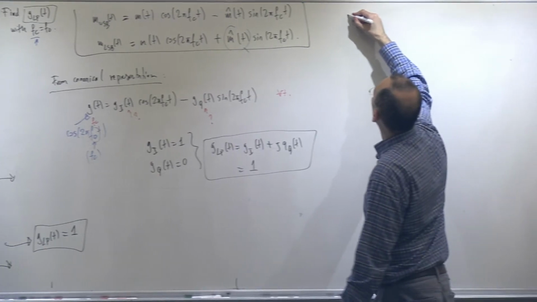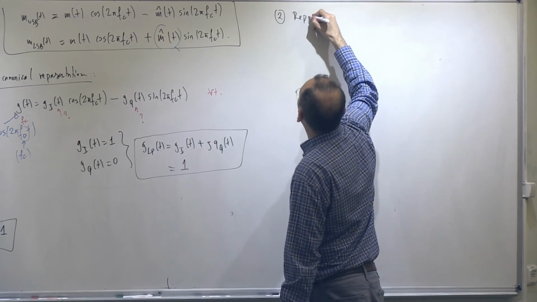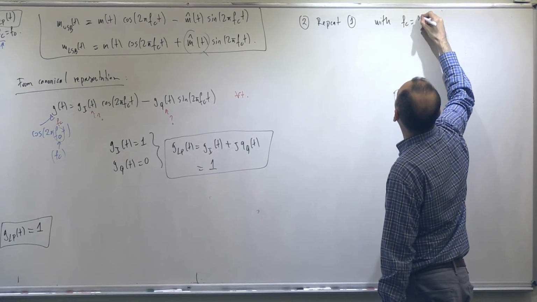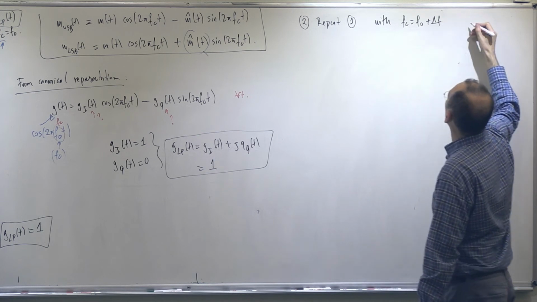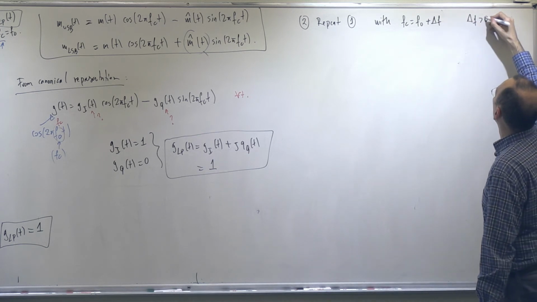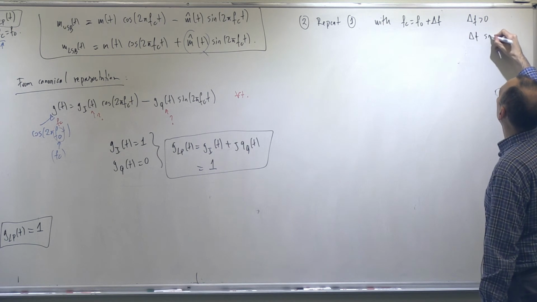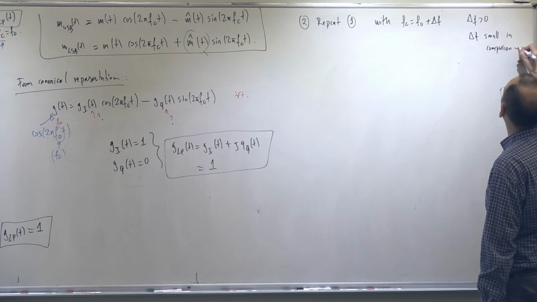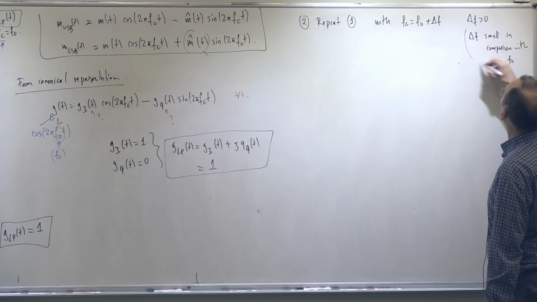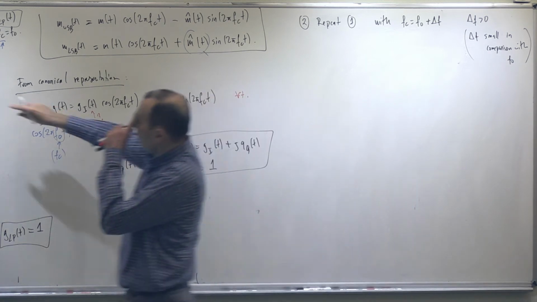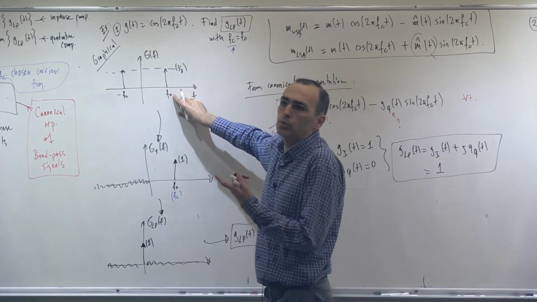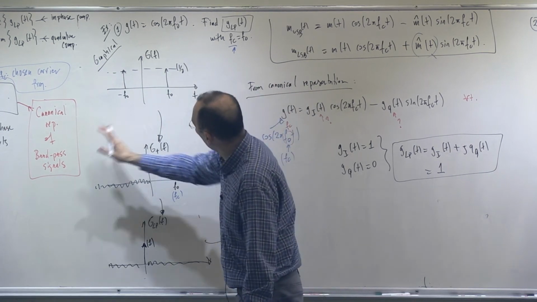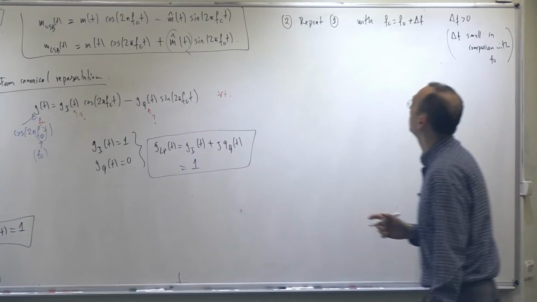In a different way. Problem number 2. Repeat 1 with, let's say, carrier frequency is f naught plus delta f. I will explain: delta f is a positive quantity, but delta f is small in comparison with f naught. Maybe you don't know the exact value of f naught, maybe because this is not your radio system, maybe you are just guessing this. This is the center frequency and so on. So you are just modulating it, trying to find its low-pass equivalent.